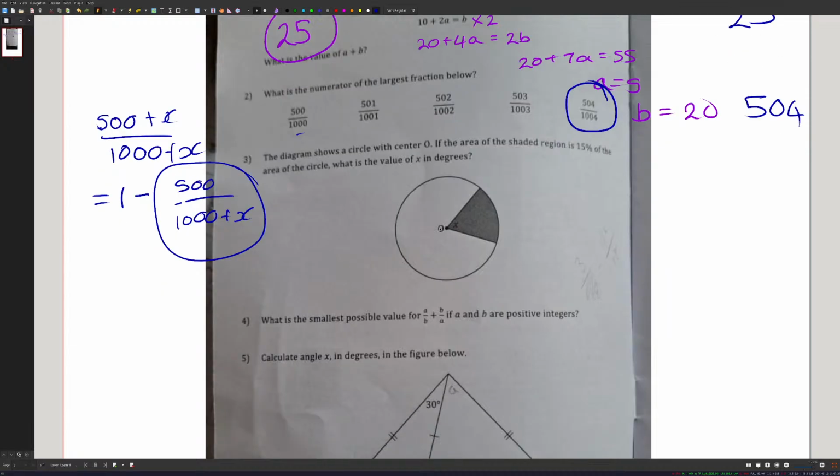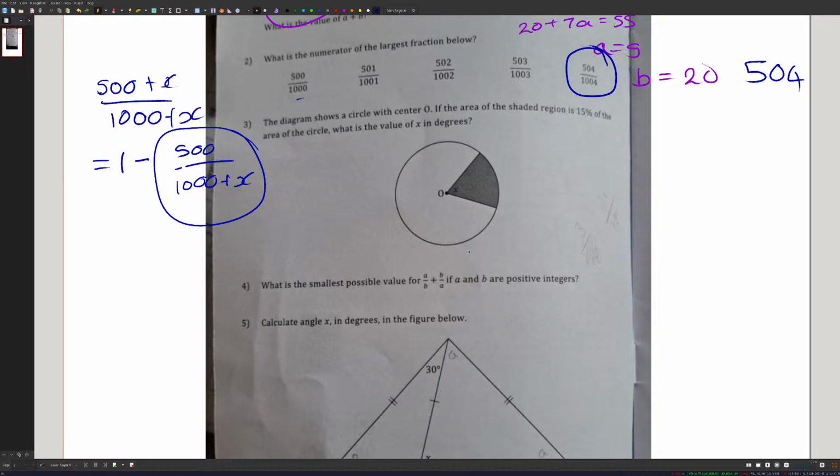The diagram shows a circle with center O. If the area of the shaded region is 15% of the area of the circle, what is the value of x in degrees? Well, x is 15% of 360 degrees. 15% is 3/20ths. A 20th of 360 degrees is 18 degrees, so this is 54 degrees.